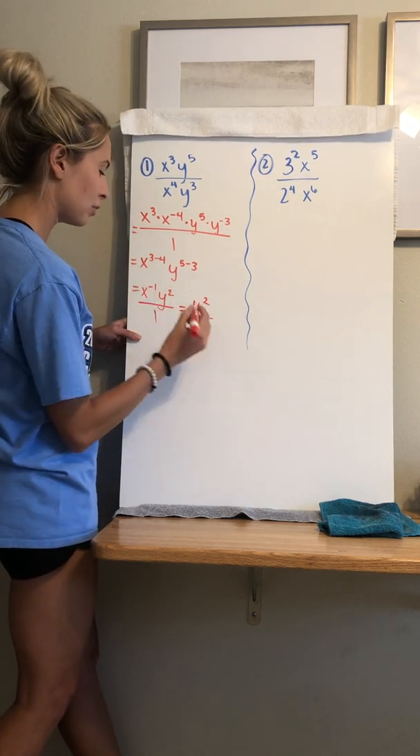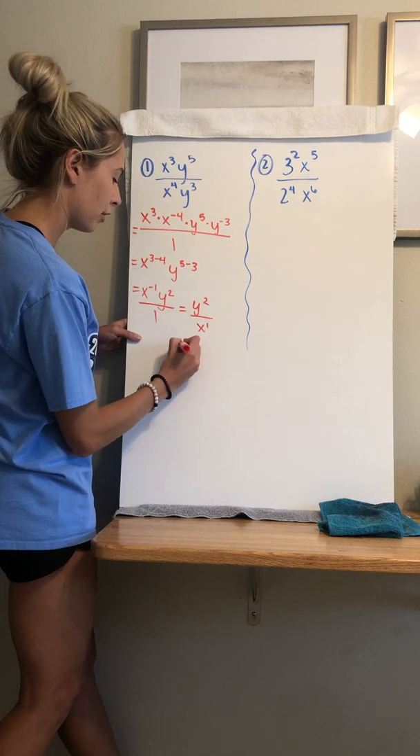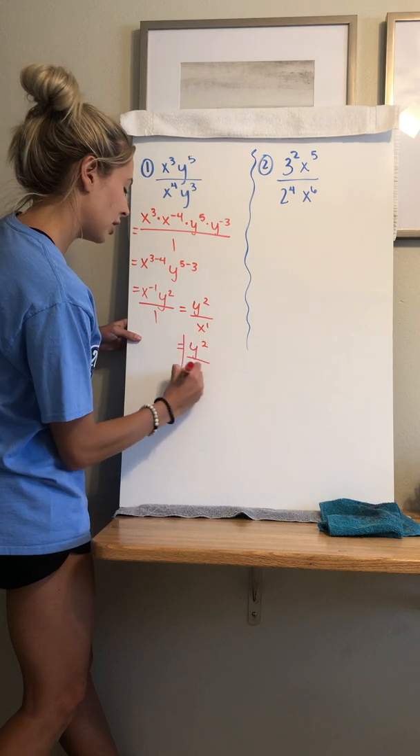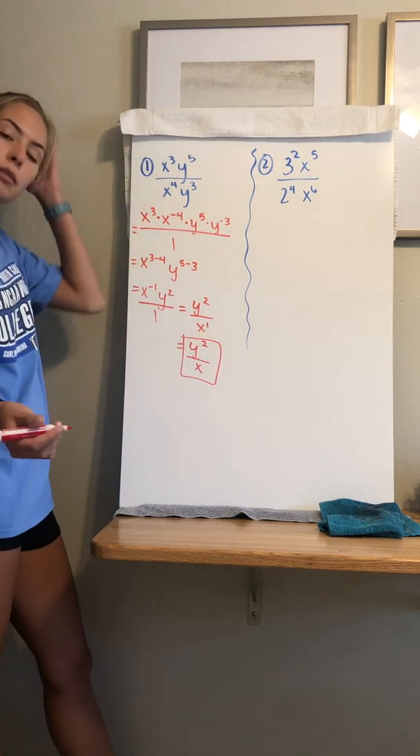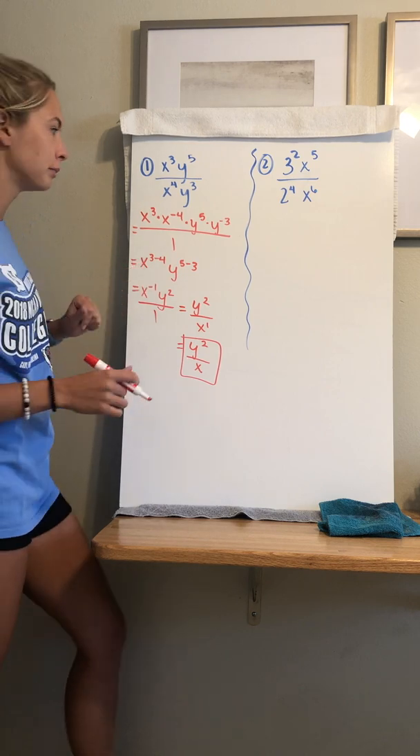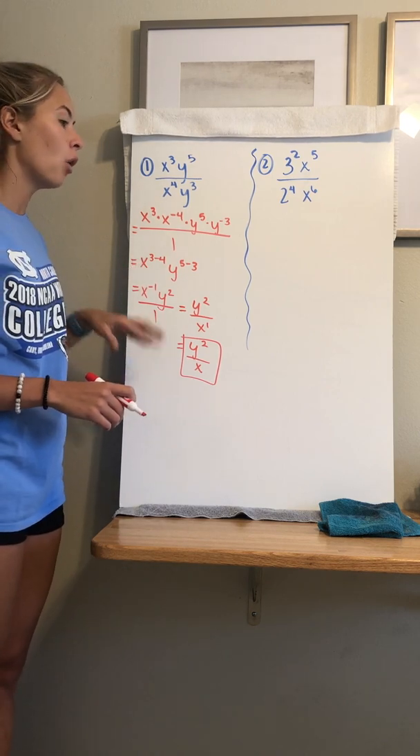The y squared stays where it is, and we have x to the 1st. So our final simplified expression is y squared over x. Remember that no written exponent is an exponent of 1. Now, hopefully that makes sense.